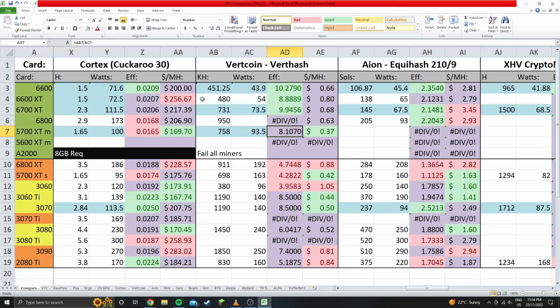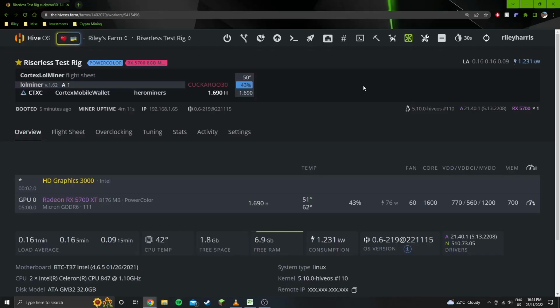So yeah, that's all I've got for this GPU and this algorithm. I'll do a bit more testing and I'll be back shortly.